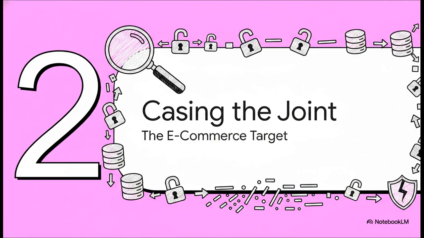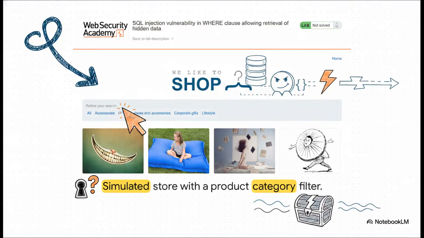Moving right along to Section 2, casing the joint: the e-commerce target. Now that our toolkit is ready to go, it's time to actually look at our specific mark for this exploit. Okay, take a look at this. This is our Port Swigger lab environment, which simulates a completely typical, everyday e-commerce website. Notice those category filters up at the top? Things like accessories, corporate gifts, lifestyle. From a normal user's perspective, clicking on that gifts category is completely harmless, right? You click the button, the page refreshes, and it shows you gifts. Simple. But behind the scenes, that simple click is sending input directly to the application's backend.